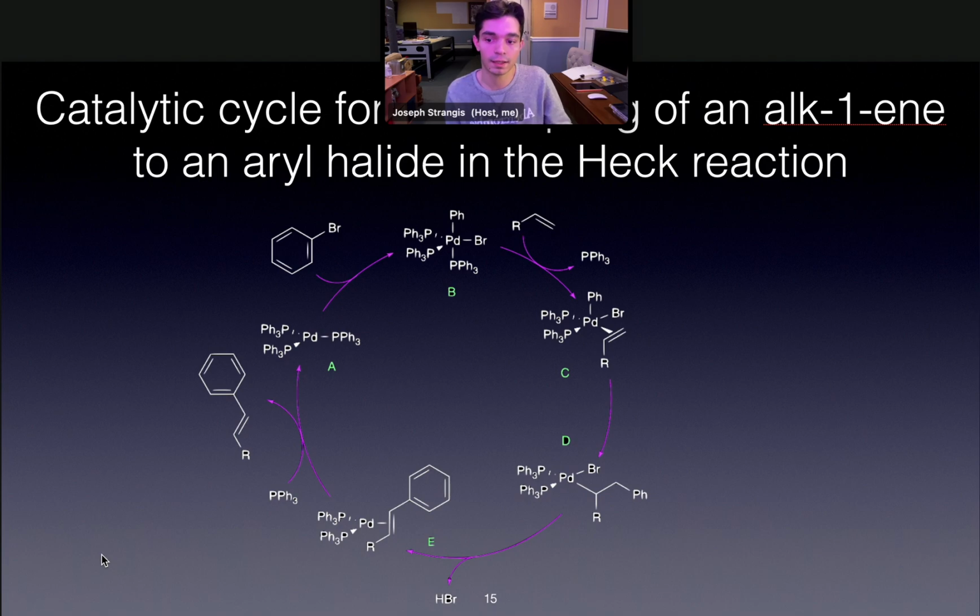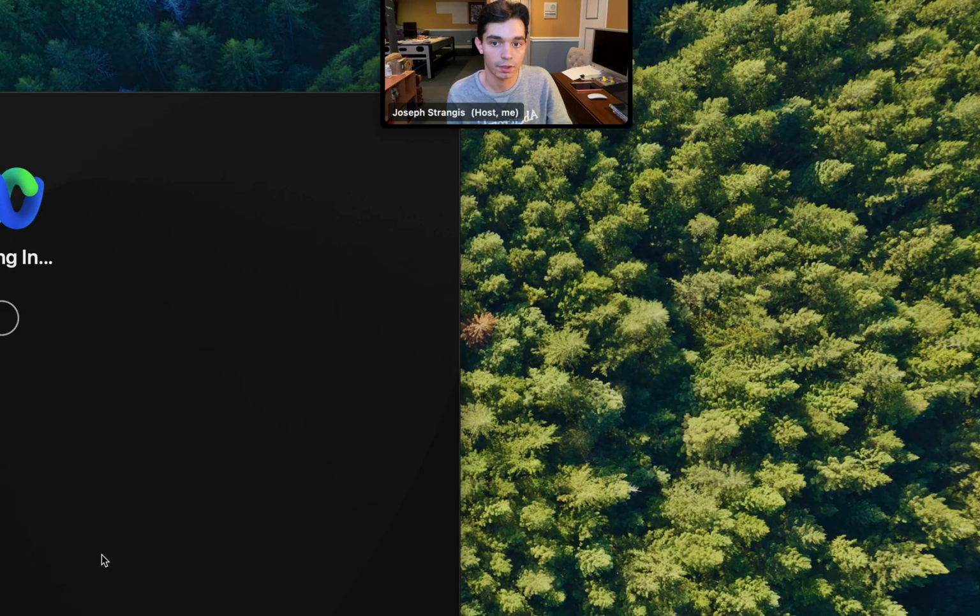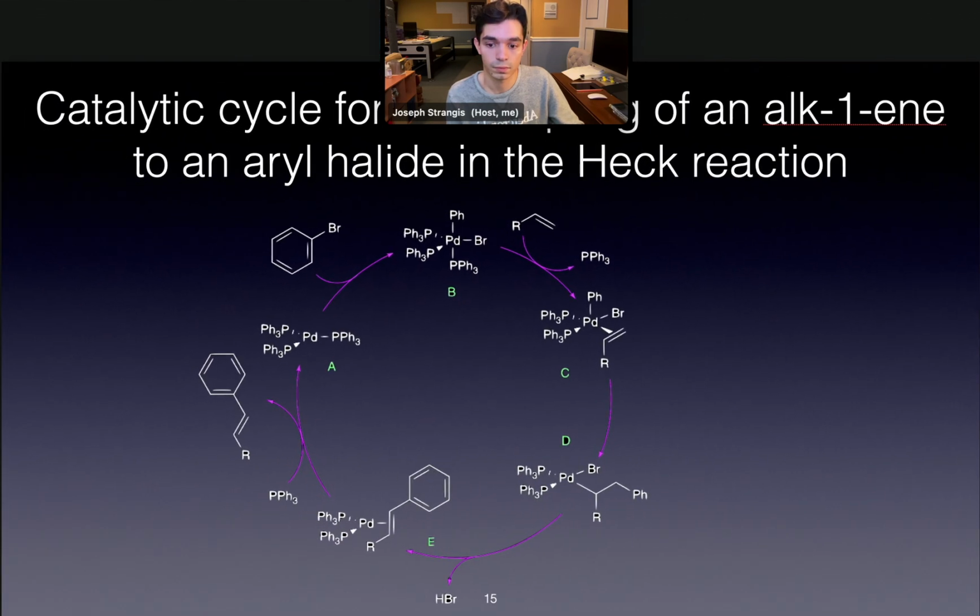Here in the catalytic cycle, in an idealized cycle, we'll begin with oxidative addition. The reaction begins with the addition of the aryl halide. Then we move on to alkene coordination, insertion, beta hydride elimination, and reductive elimination, followed by the regeneration again of palladium.